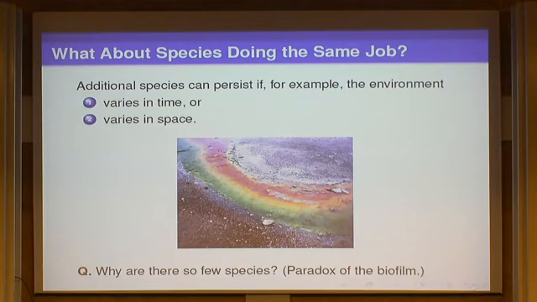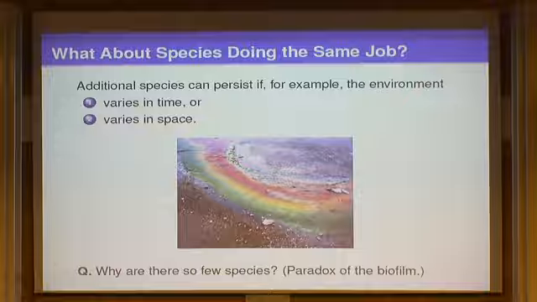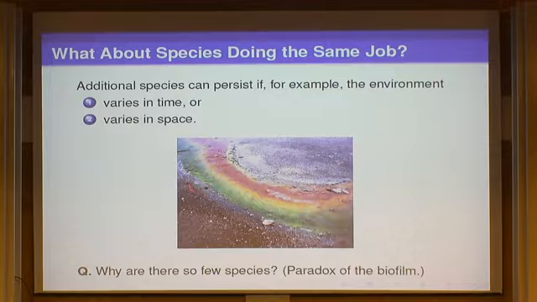Well, it's still easy to get around the issue if you have variation in time or in space. So if you have variation in time, you can have a species that does well in the environment at one time, the environment changes, and another species does well in a new environment, and it's easy enough to get them to coexist. And similarly, if you have variation in space, you can have something that does well here and something else that does well there.